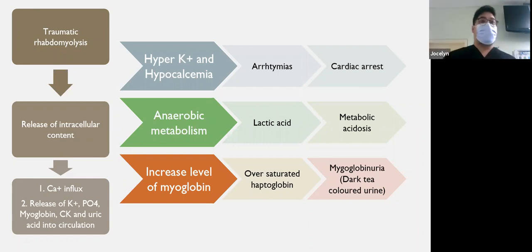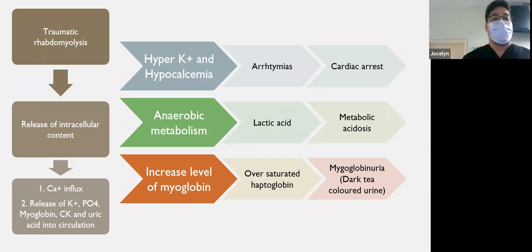The second one is anaerobic metabolism. When there is the calcium channel influx, it will disrupt the ATP production. When ATP production is disrupted, then there will be anaerobic metabolism. So what will anaerobic metabolism produce? It will produce lactic acid as a byproduct. If it worsens, then the patient might go into metabolic acidosis.